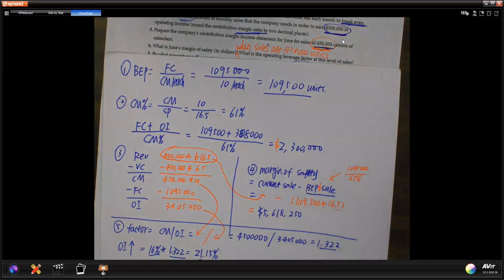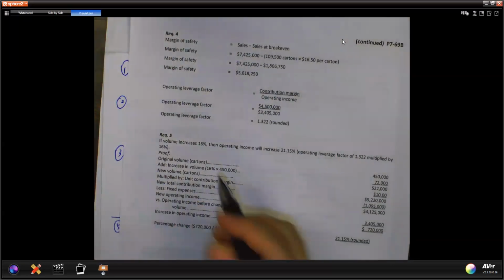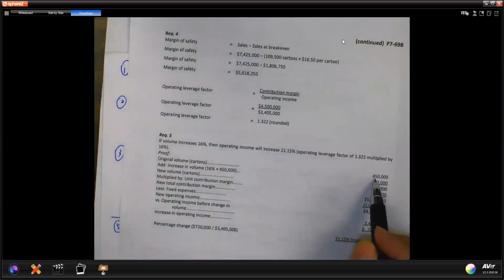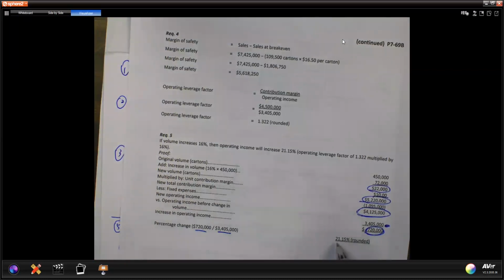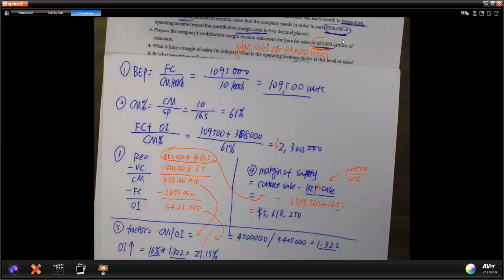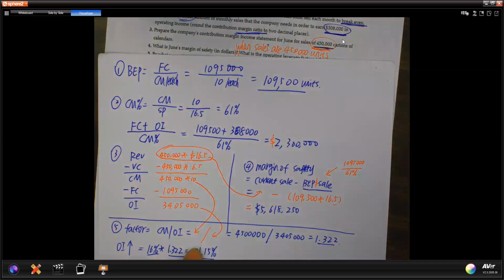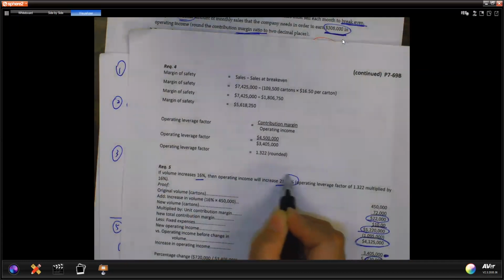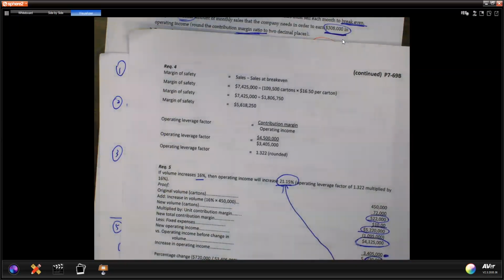And the question also told you to prove it. So basically, your new volume: before it was 450,000, and you increased it by 16%, so now it became 522,000, and contribution margin is $10 each. So your new contribution margin will be this. Minus the same fixed cost, you got your new operating income. Your old operating income is this. So your change in operating income is 720,000. Then 720,000 divided by your old operating income gives a percentage of around 21.15%, which is the same as the 21.15% here. So we proved it is the same.